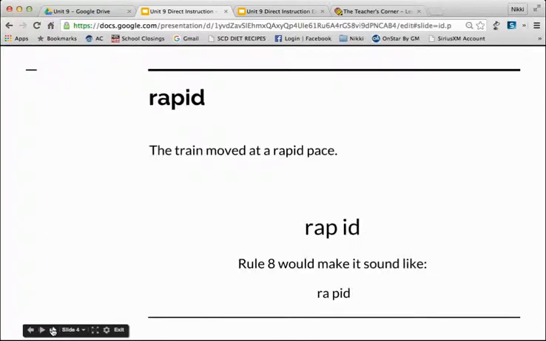We have rapid. The train moved at a rapid pace. Rapid. But if we used Rule 8, it would sound like "rape-id." So we are going to change it and put it after the P. Credit. Pat does not have a credit card. Credit. Rule 8 would make it sound like "creed-it." We don't want that. It doesn't sound right.